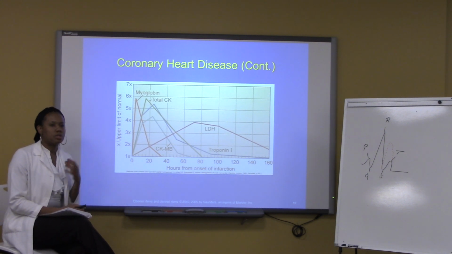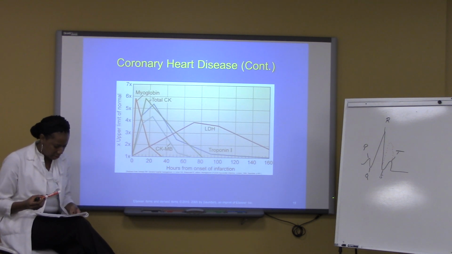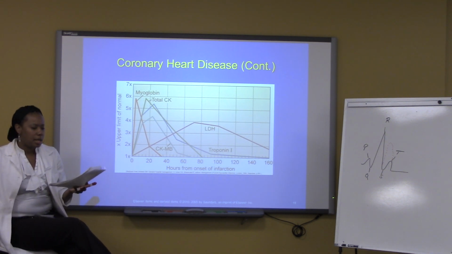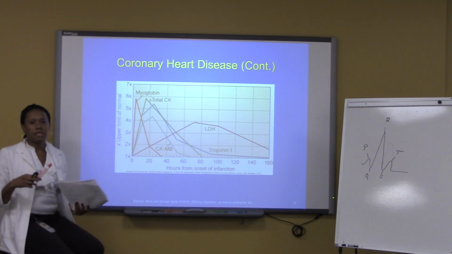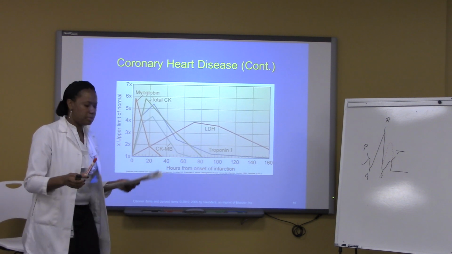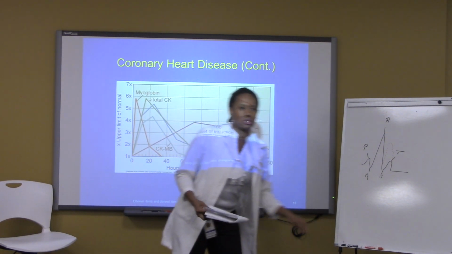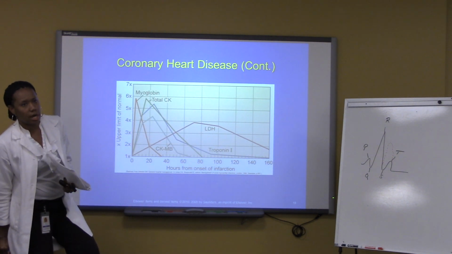So when a person has an infarction, right after a person has an MI, these cardiac markers actually stay in the bloodstream for 48 to 72 hours, okay? So these cardiac markers can stay in the bloodstream for 48 to 72 hours.